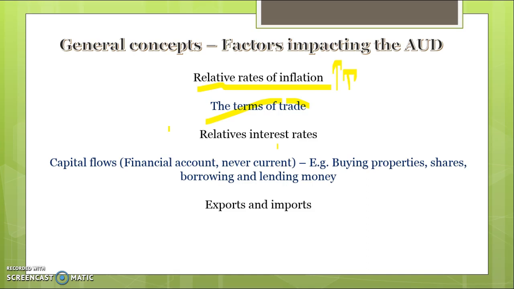Likewise, Americans are less likely to invest in Australia because they're more likely to invest within America where they can get higher returns. So don't link it to putting money in the bank, but link it to capital inflow and capital outflow. Other factors, exports and imports, are relatively straightforward. When we export more, there's more demand for the dollar. When we import more, there's more supply of the dollar.